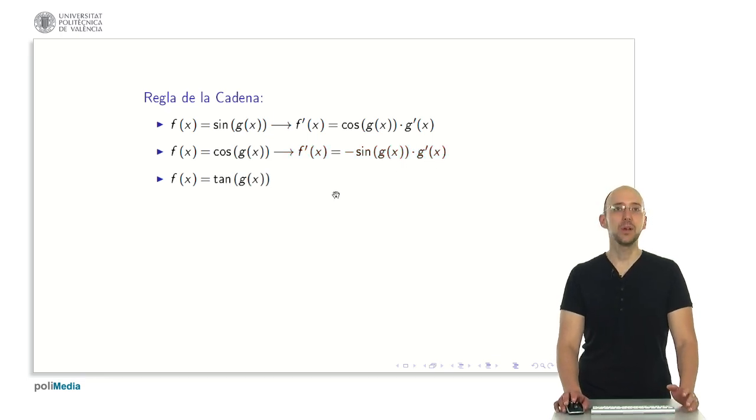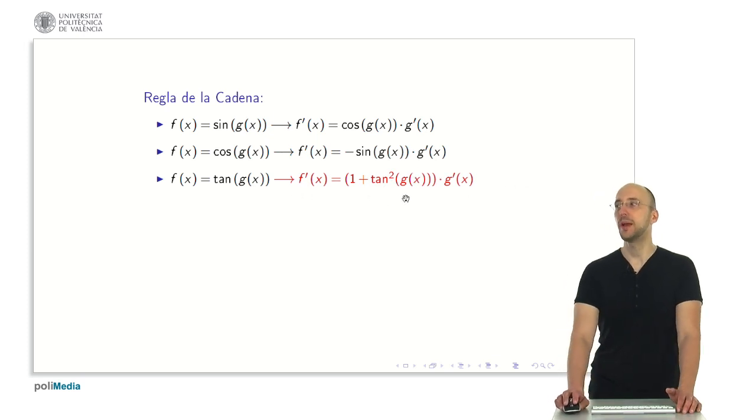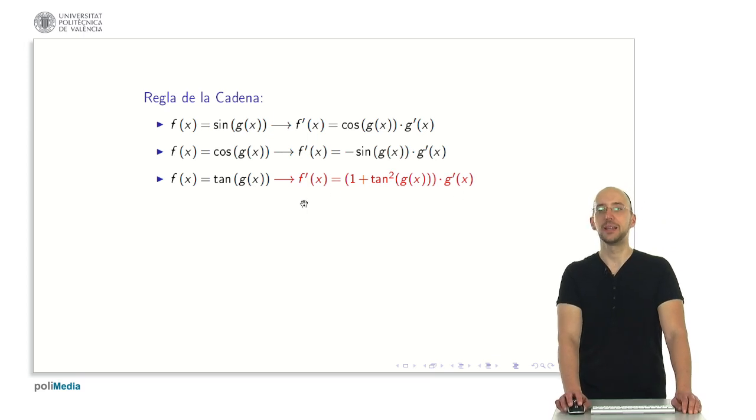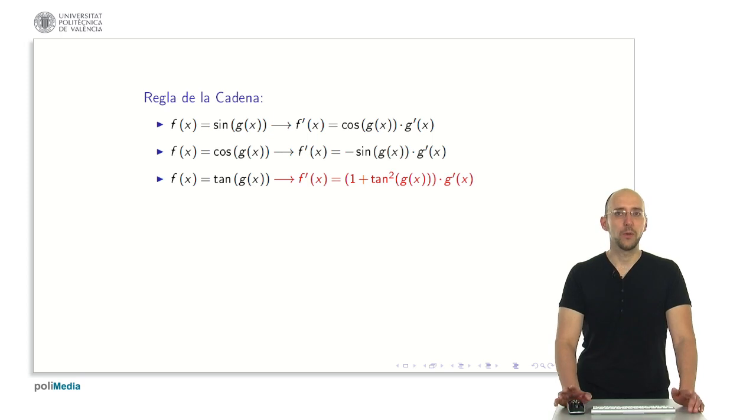And what about the derivative of tangent? The derivative of the tangent of g of x would be in the form of 1 plus the tangent squared of g of x, the g of x without differentiating, multiplied by g prime of x. The derivative of the tangent function may appear a bit unusual to you, but you must also remember that the tangent derivative has two expressions.